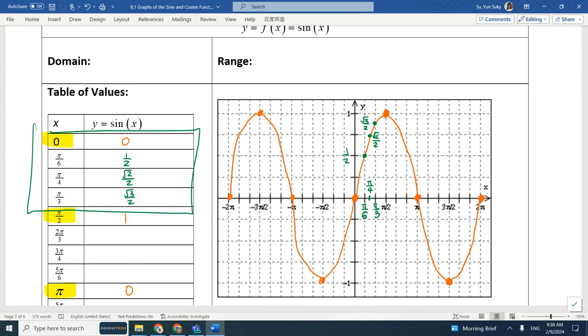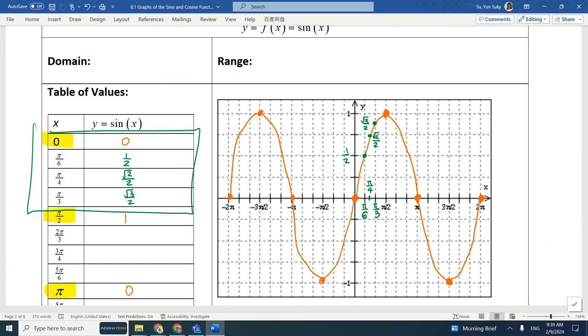If I ask you, what is 2 pi over 3? By symmetry, 2 pi over 3 is going to be the same height as this point. Right, everybody? So you know that is root 3 over 2. How about 3 pi over 4? Right here, do you see it's the same height as root 2 over 2? So all the other values, you can compare to the first quadrant and use the reference angle to figure it out.